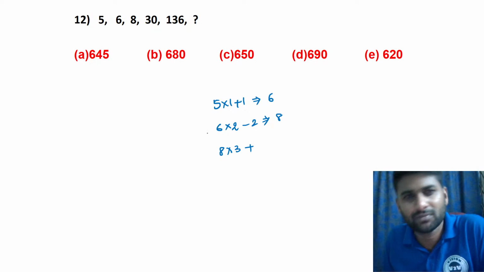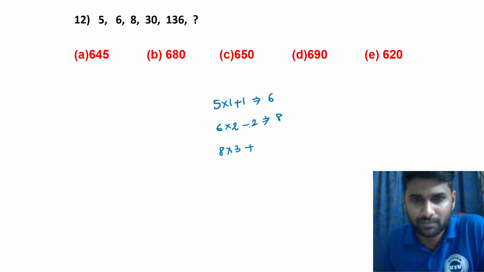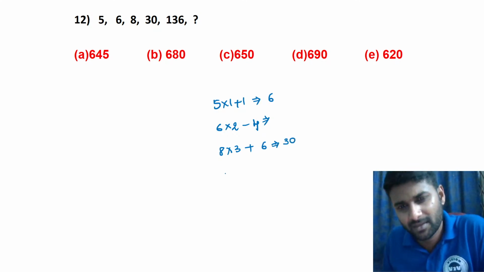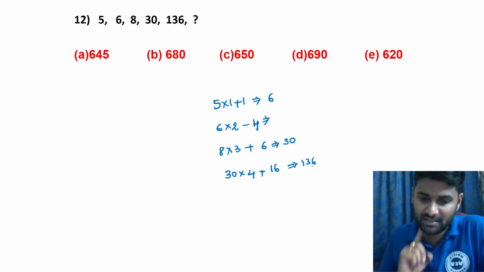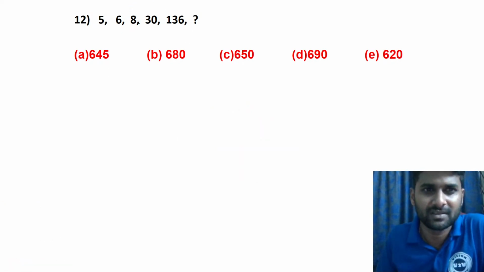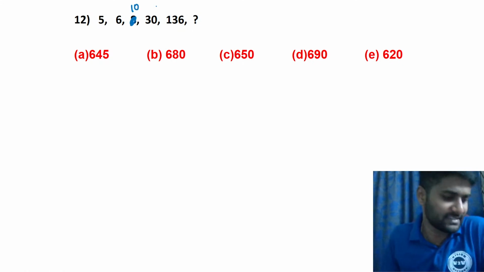Now 8 times 3 is 24. Next one. 6 times 2 is 12 minus 2. The minus of 4. Now 8 times 3 is 24 plus 6 is equal to 30. And 30 into 4 is 120 plus 16 is equal to 136. I think it's wrong, guys. So this is not 8, this is 10. Then only we can get the perfect series.